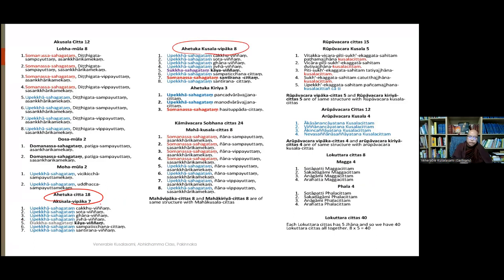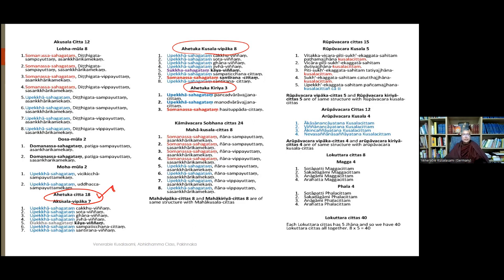These 7, the akusala vipaka, ahetuka kusala vipaka, and ahetuka kiriya consciousness: how many mental factors are together with these 18? This is important to know from the second chapter. If you understand that, you will see why it is called ahetuka. If you cannot say it very quickly, I will tell you.